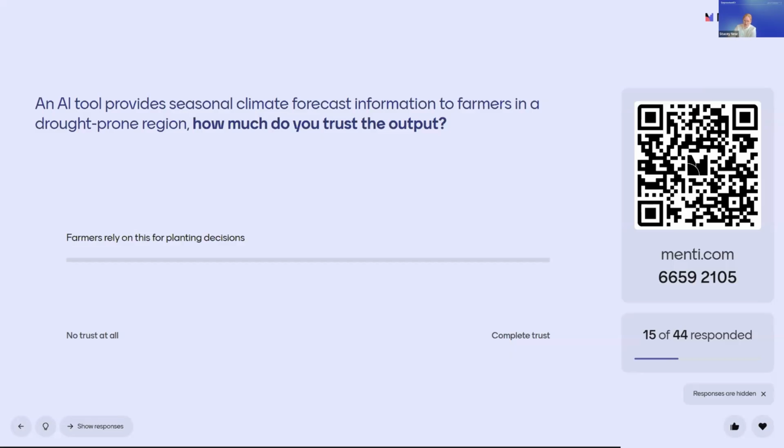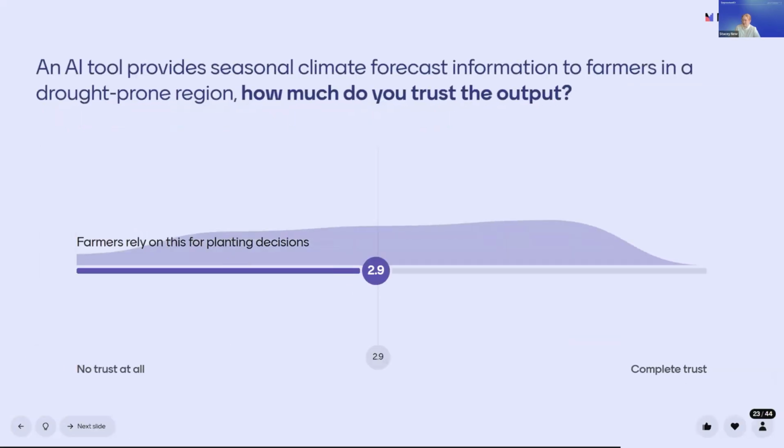If you put yourself in the farmer's shoes, if you were given that output from an AI, how much should that farmer trust that output? So I'm just going to give you 5 seconds to put your final answers in. Okay, I see what the general consensus is. Okay, we're pretty much in the middle, which is okay. So we're not really slightly swayed towards no trust at all. So that's quite interesting that we've got that kind of range.